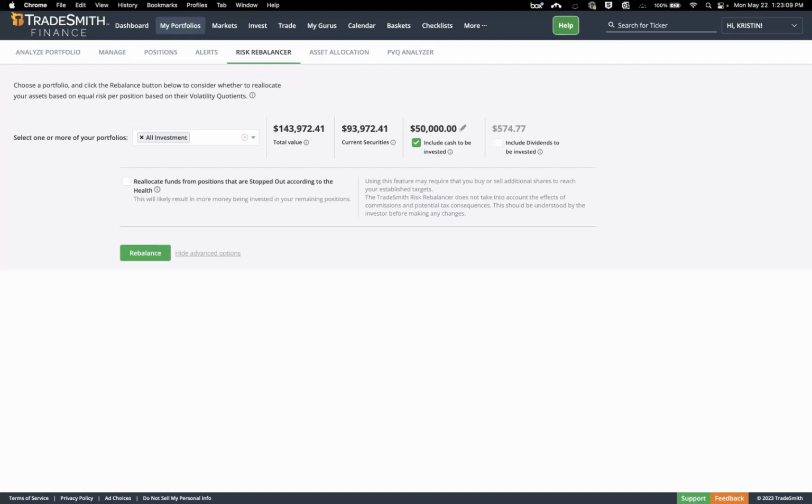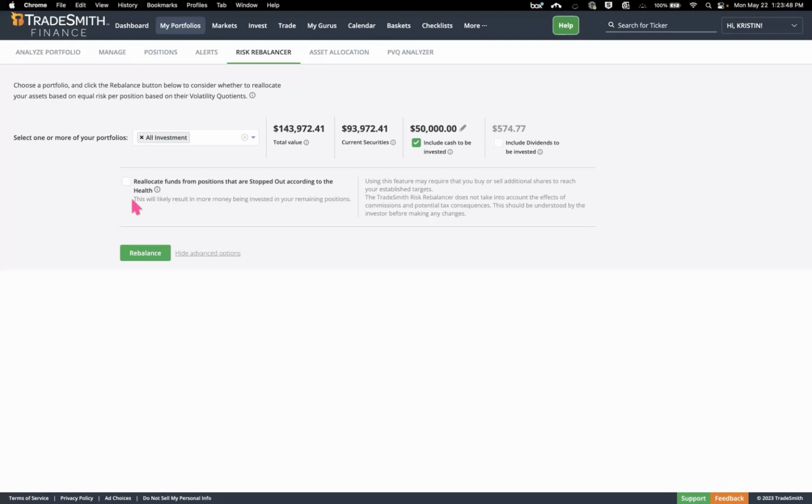what this does is if you put a check mark here, this feature will reallocate funds from positions that are stopped out according to the health indicator and will basically result in more money being invested in your remaining stocks. So when I say stopped out, that's the red ones you have. So if you are basically wanting to sell your red zone stocks, you can select this feature and the money from those holdings will go to your remaining positions.